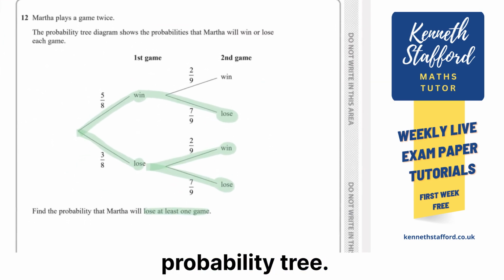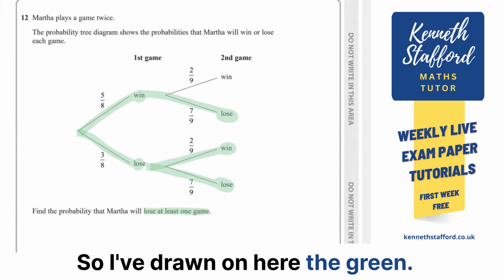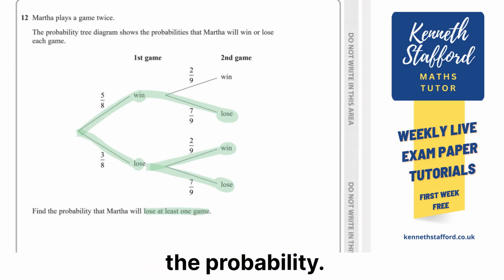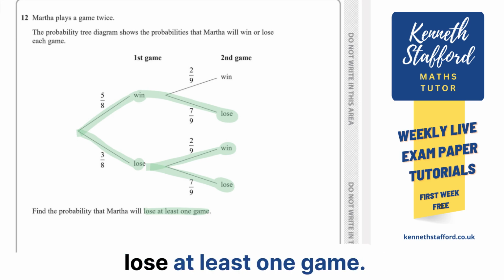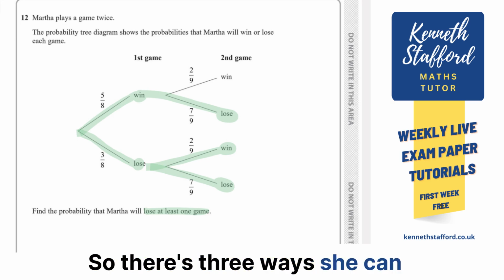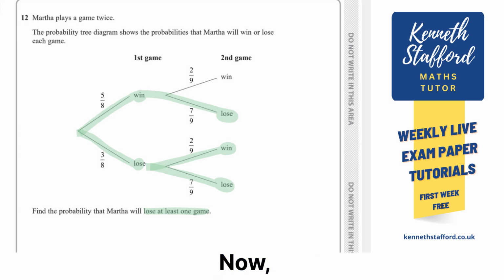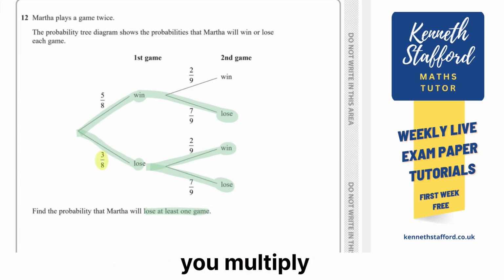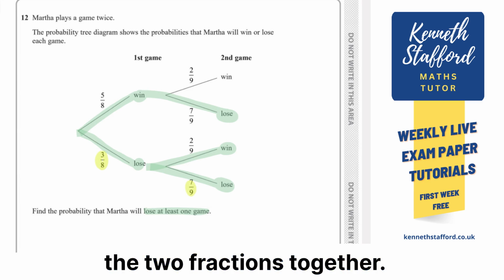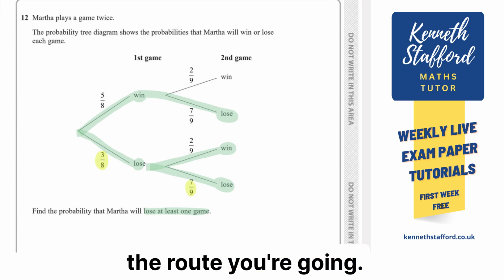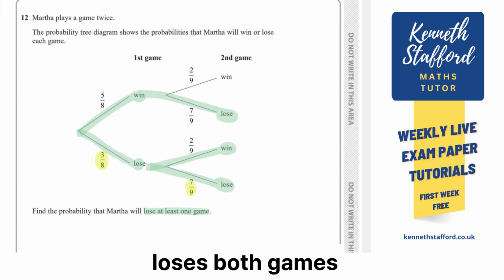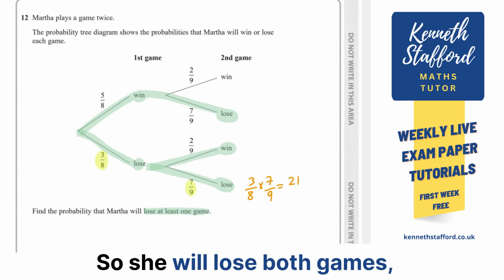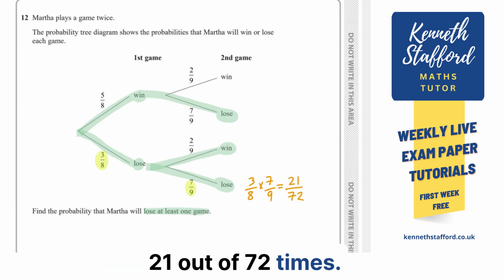And here we've got a probability tree. So I've highlighted in green what it is that fulfills the probability we're being asked. Find the probability that Martha will lose at least one game. So there's 3 ways she can lose at least one game. Now, how a probability tree works, to work out the probability of something happening, you multiply the 2 fractions together, or they could be decimals, along the route you're going. So the probability that Martha loses both games is 3 out of 8 times 7 out of 9. So she will lose both games 21 out of 72 times.